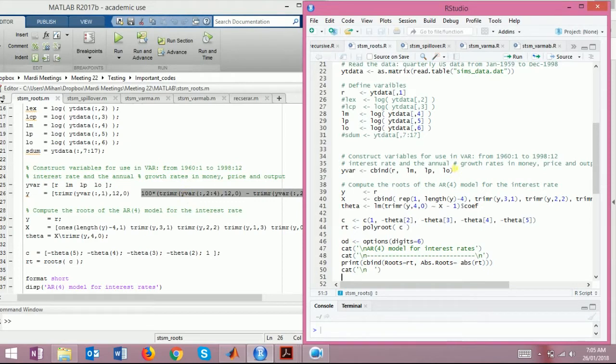We didn't do that. That is a mistake, I guess, but it's fine for us to proceed. So, compute the roots.